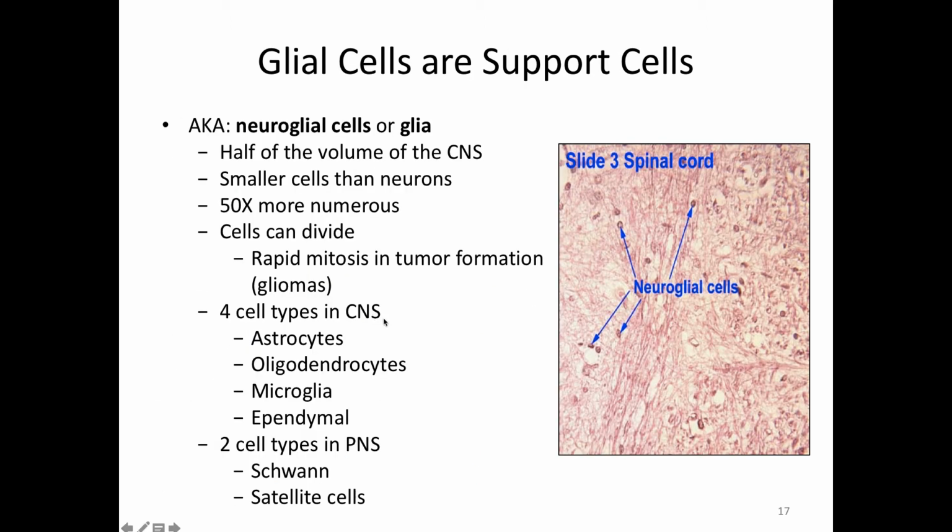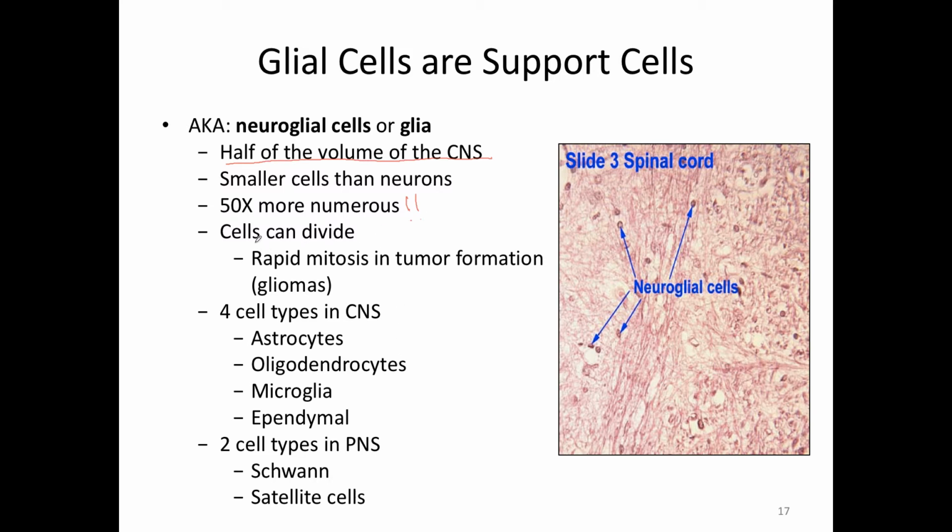Glial cells are also called neuroglia, or just glia for short. I tend to just refer to them as glia. It's most parsimonious. So these are supernumerous, and they make up half the volume of the central nervous system. That's considerable considering how neuron dense the central nervous system is. These are much smaller than neurons. They are 50 times more numerous, which is a lot considering how many neurons you have.